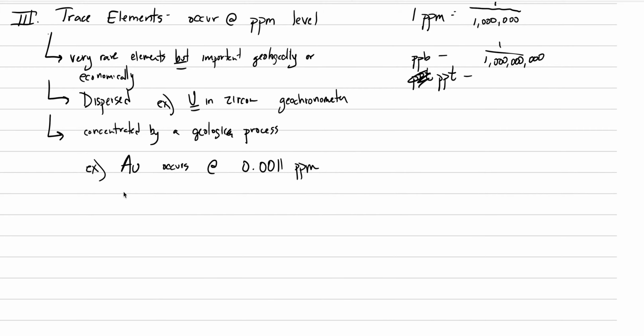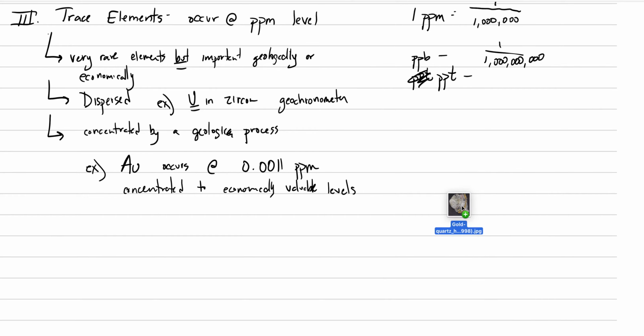So this will get concentrated to economically valuable material, and we call that an ore deposit. So concentrated to economically valuable levels.